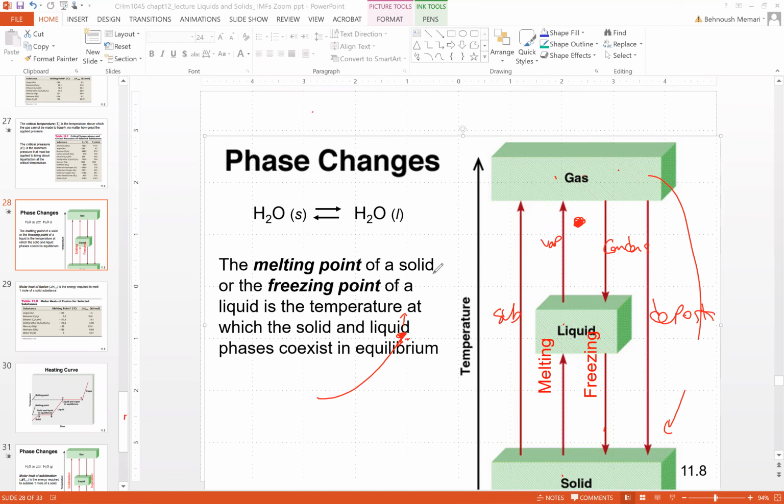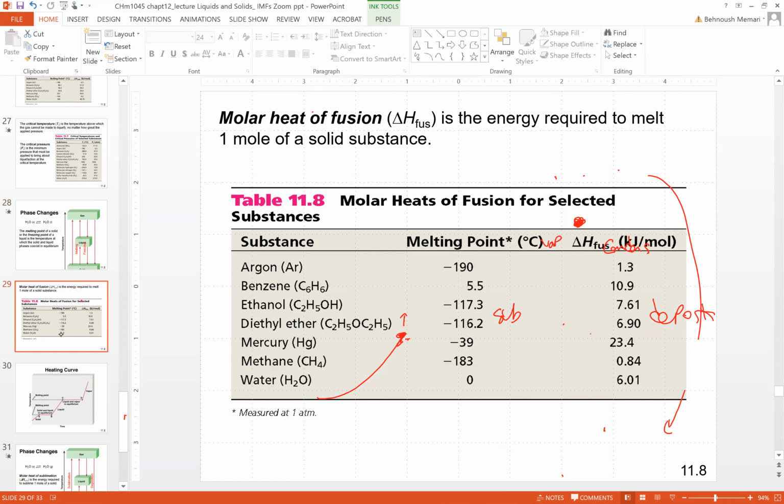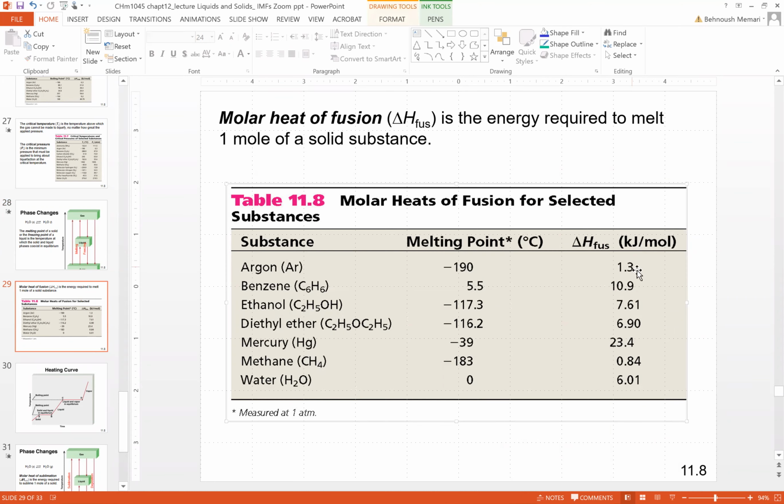So here we're just talking about the melting point of a solid and the freezing point of the liquid. It's going to be the same temperature, right? Solid and liquid, they're going to be in dynamic equilibrium. That's when you have your solid and liquid in the same container. The temperature is going to stay constant until all the solid has changed to liquid. So we have the melting point, and then this is the delta H fusion. Melting point is the temperature. Delta H fusion is the amount of energy. It's the same thing as the melting.